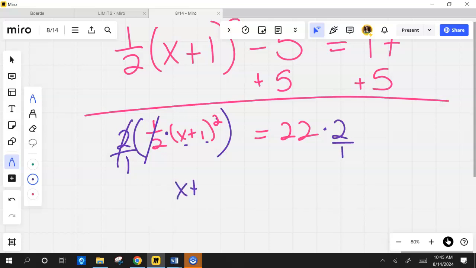All right, so I've got x plus 1 squared equals 44.